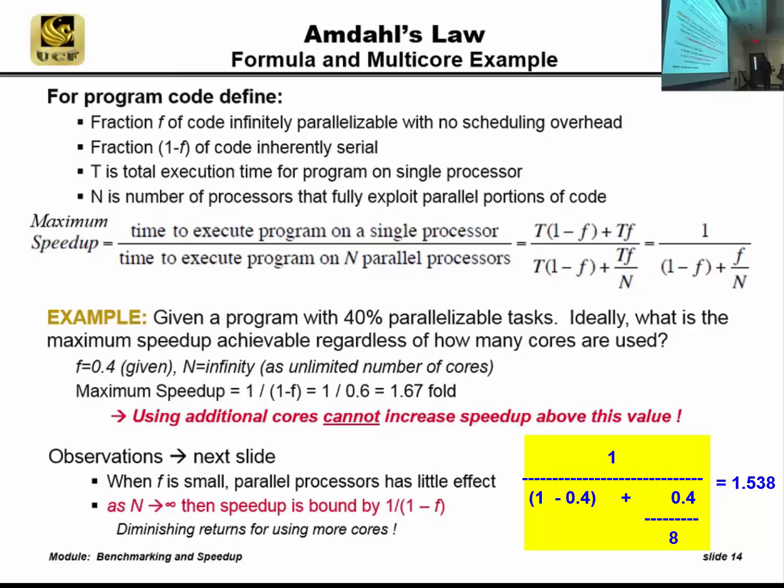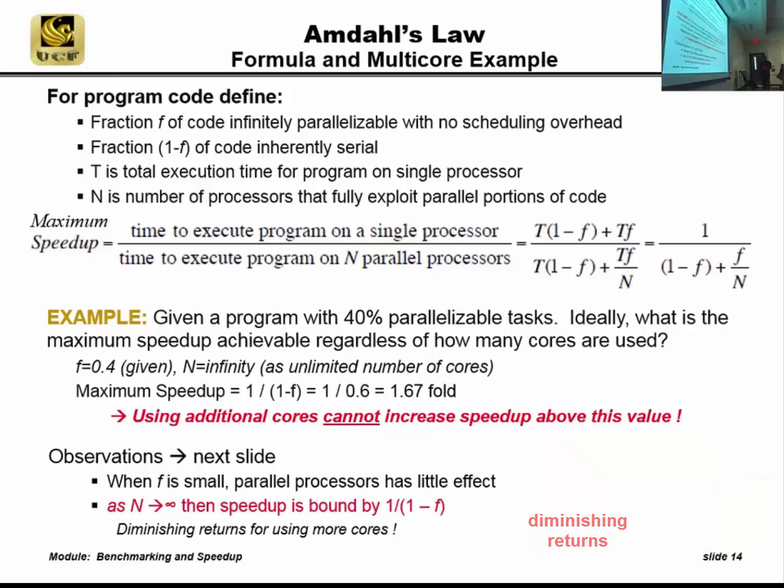What's about 1 over 0.65? Still less than 2, right? It's not quite 2, because this is over 0.65. So going from 8 cores to 10, a million, a billion cores doesn't speed it up much more. You've already maxed out. It's diminishing returns.